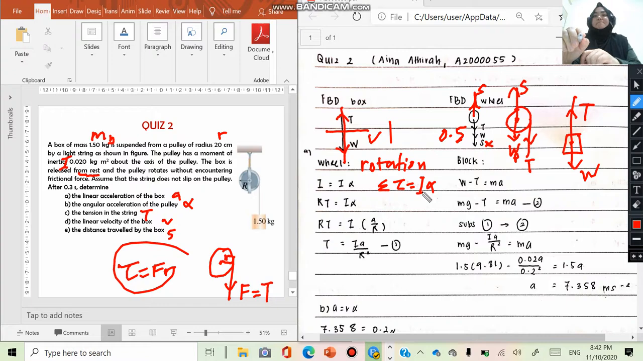Okay? Then torque tu apa? Torque tu adalah F darab dengan R lah. In this case, F dia adalah tension sahaja. Kalau ada F lain masukkan, tapi in this case memang ada tension sahaja. So, F dia adalah tension. So, R dia adalah R lah. Masukkan je R, equals to I alpha. Okay, tengok macam ni.